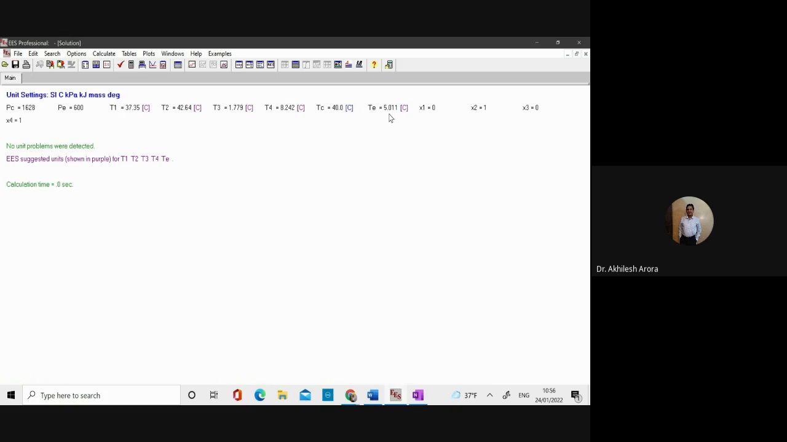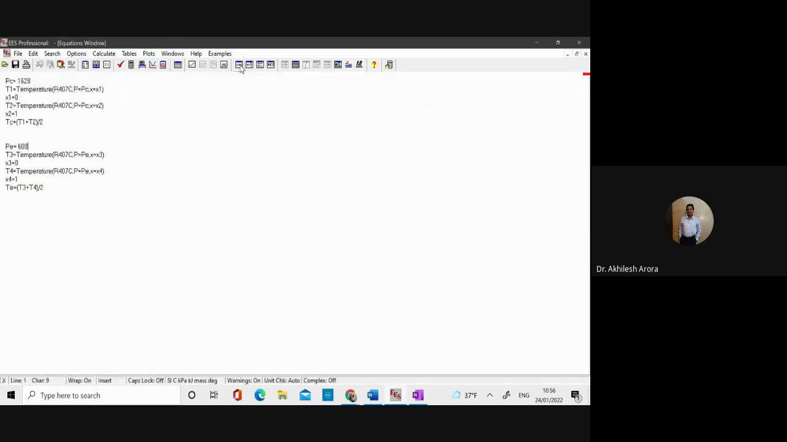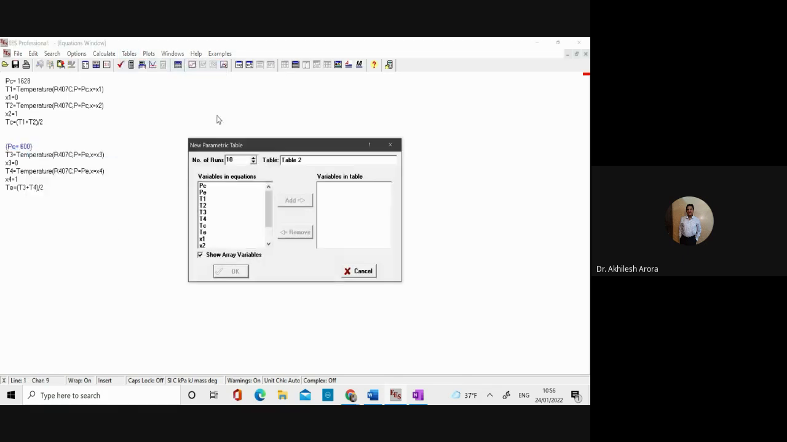Now what you can do is make once again a table, varying between say, I can go back first and comment it. Okay, go to the table, new parametric table. I need PE, and I add this value, and then I need TE. Let us say once again go for 100 values.